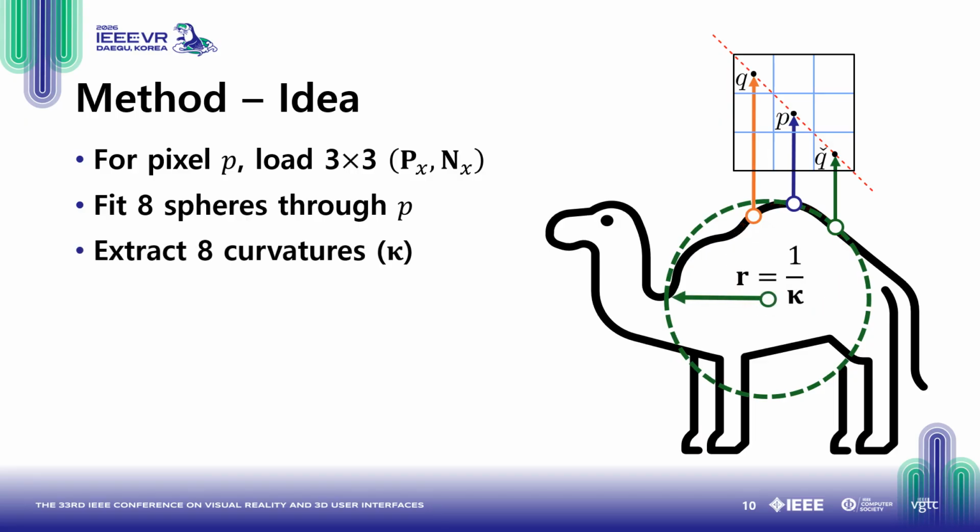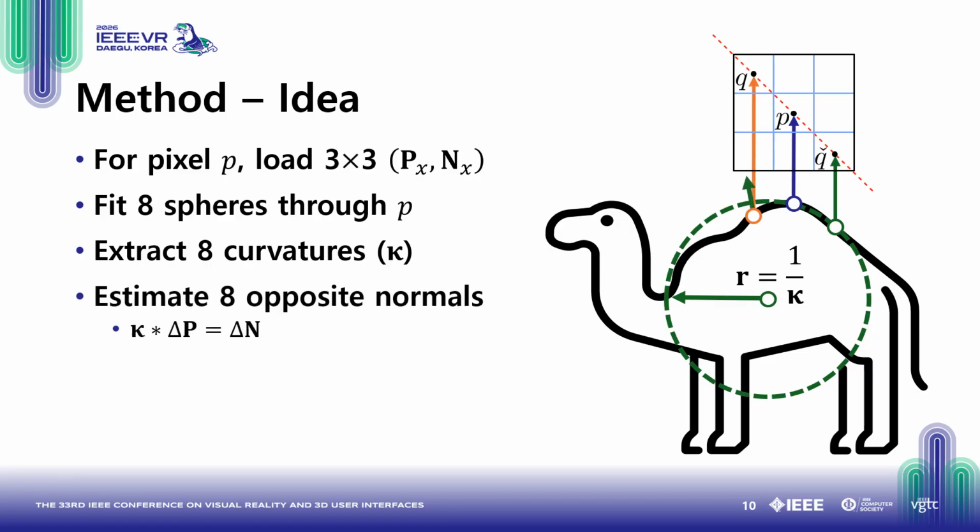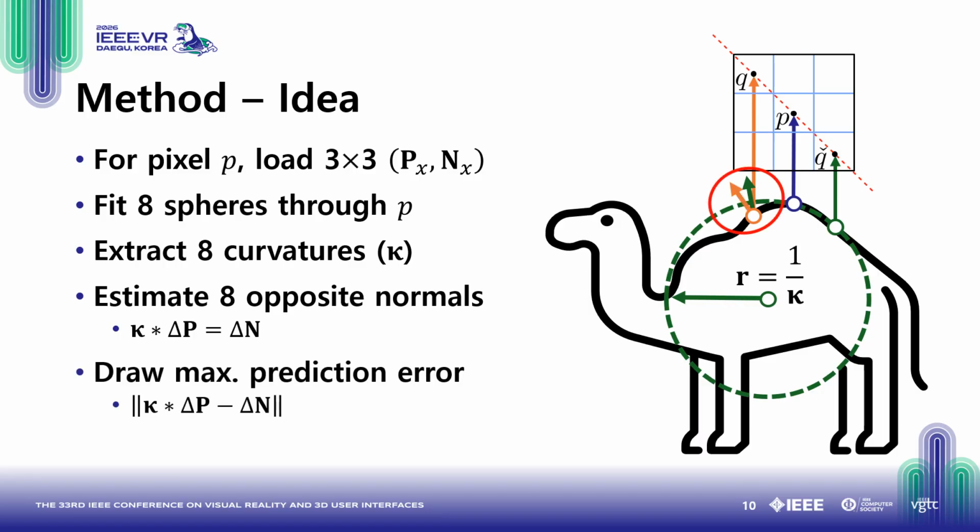We then find its radius and invert it for the directional curvature. We then use this curvature to predict the geometry in pixel Q, opposite from Q hat. This prediction will not match the ground truth values in the G-buffers on discontinuous surfaces. Therefore, we can directly draw the error of our prediction as line art.